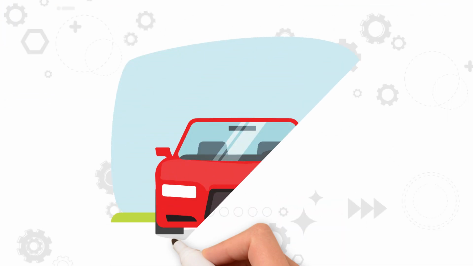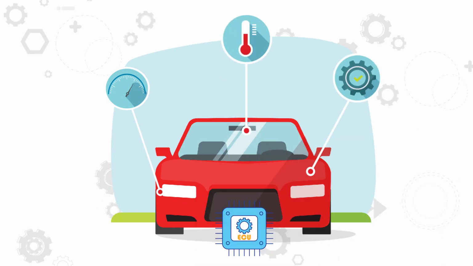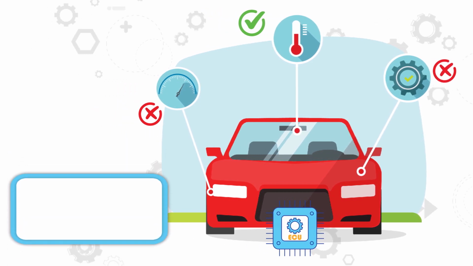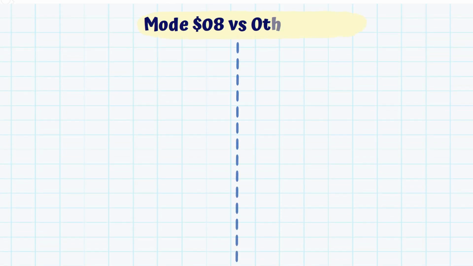The ECU receives the request, checks if the engine is in the proper conditions, and only then decides whether to perform the test. If all the required conditions are met, the ECU will proceed with the test. If not, the ECU may either stay silent or return a negative response. So instead of forcing anything, Mode 8 requests the vehicle to conduct a test if it's safe and able to do so. When using Mode 8, the response data is surprisingly simple.